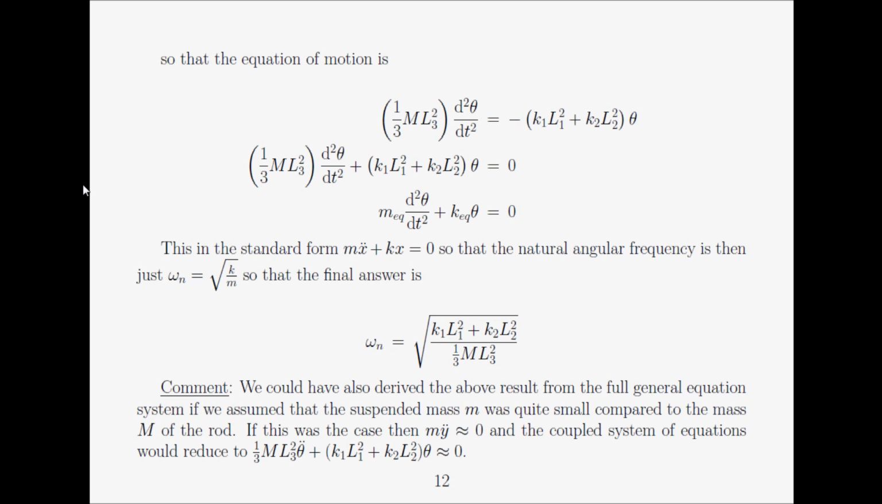This is in the standard form m x double dot plus kx is equal to 0, and then we can calculate the natural angular frequency as omega n is square root k over m. And that's the answer at the end of the day. This is how we solve the problem, by making physical assumptions and approximations, not numerically solving systems of equations which might be more complicated. In principle, if we had derived the full general equation and we made the assumption that the suspended mass was quite small compared to the mass of the rod, capital M, then if we follow through logically, we could still arrive at the same equation, but it would actually be much more involved and complicated.